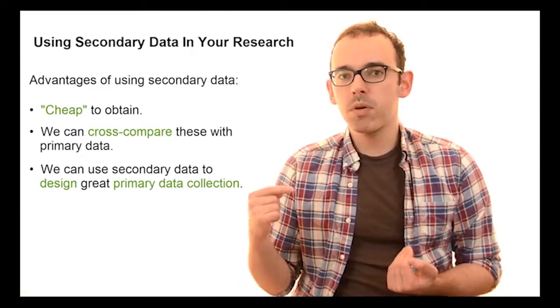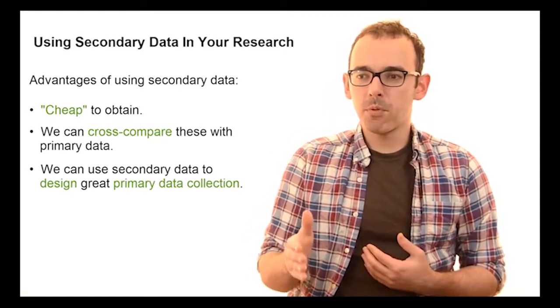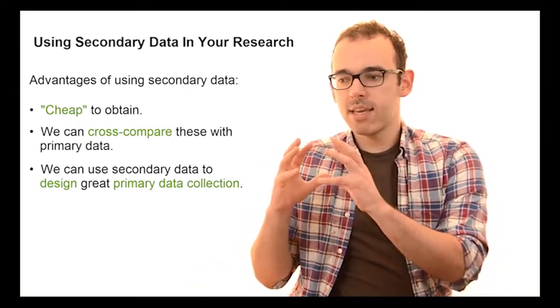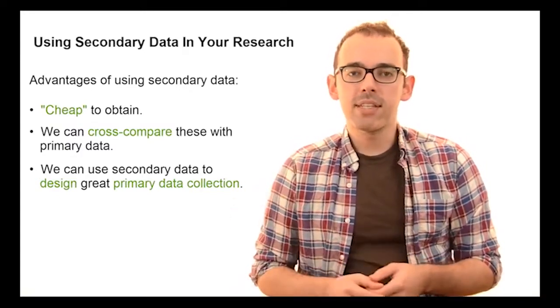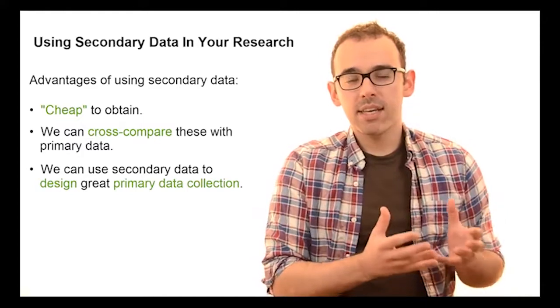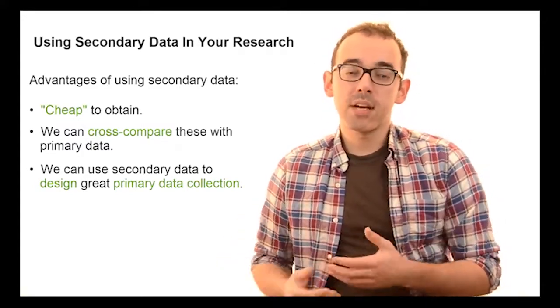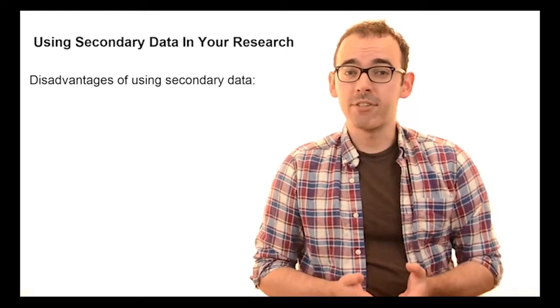So for instance, we will know that with our questionnaire, we should aim for people who are aged 25 to 30, because this is the age group that is mostly working in the field that we are interested in. So secondary data can allow us to have greater or better primary data collection. Now let's go for the disadvantages of using secondary data.